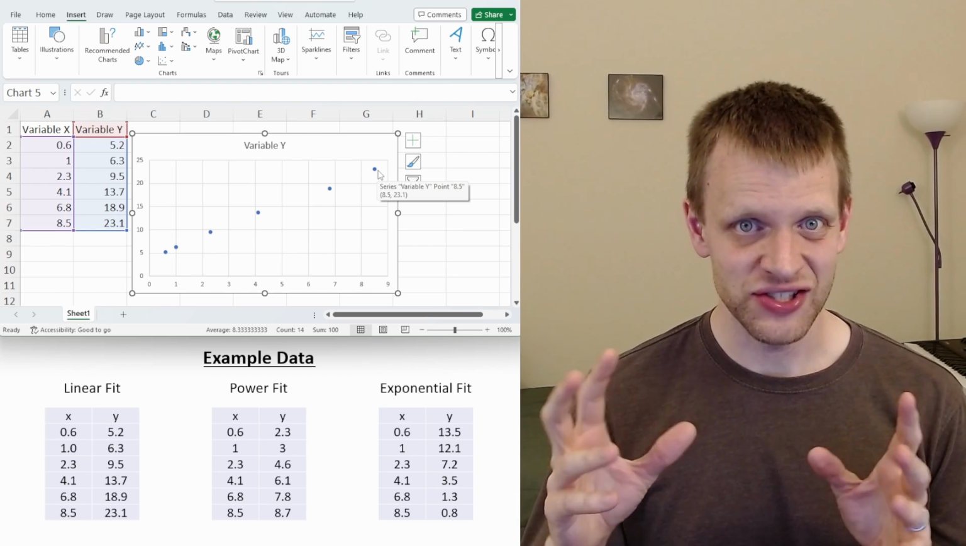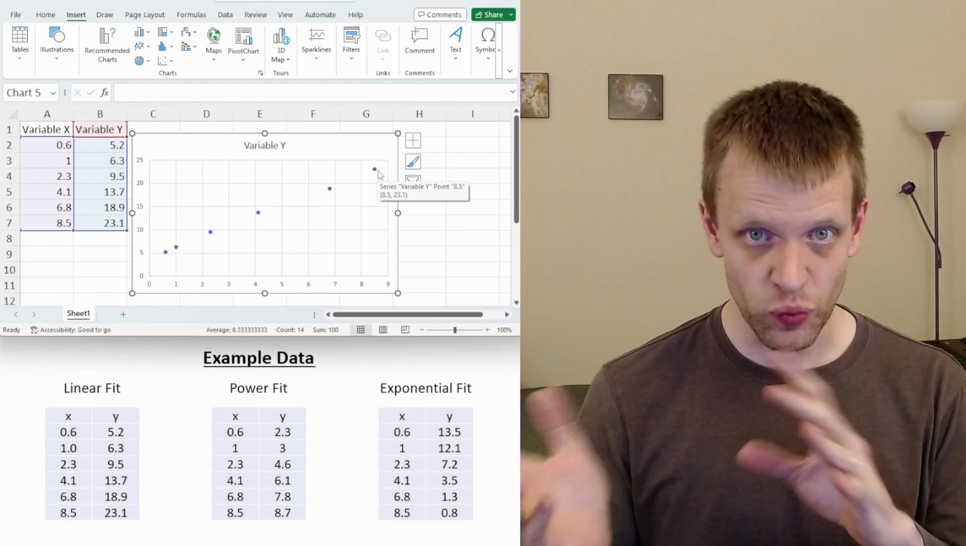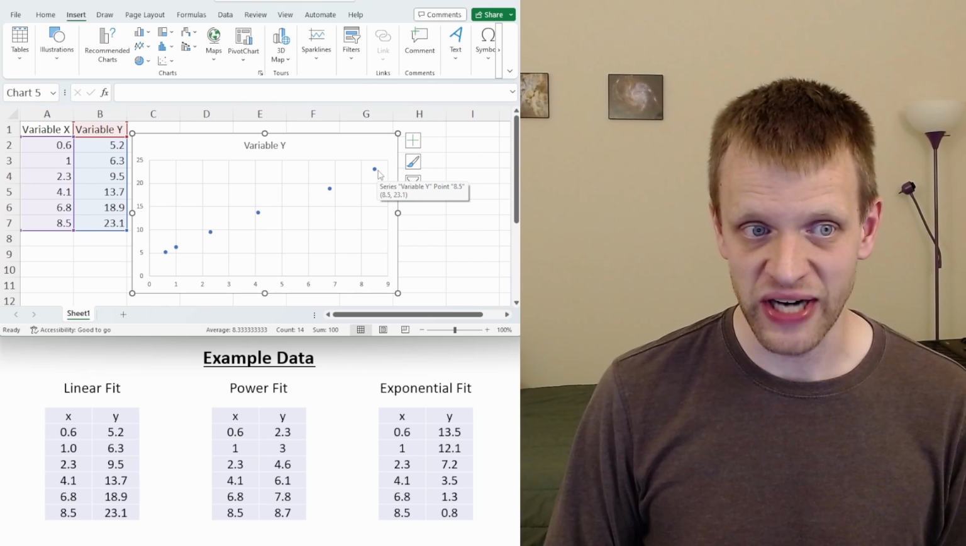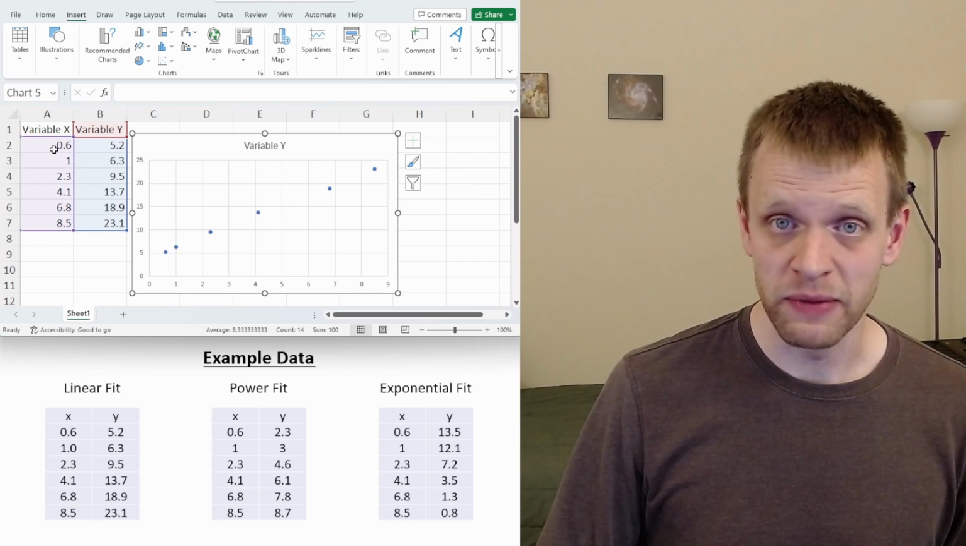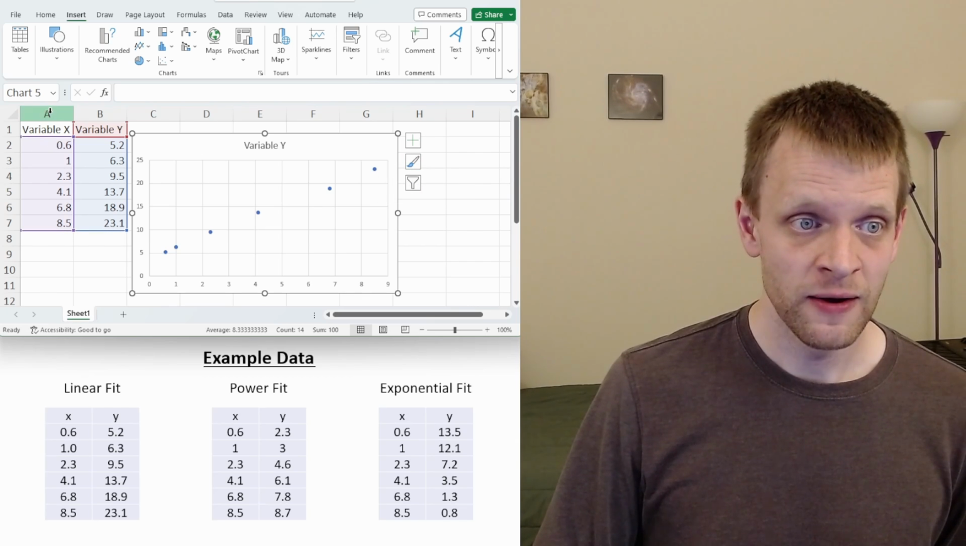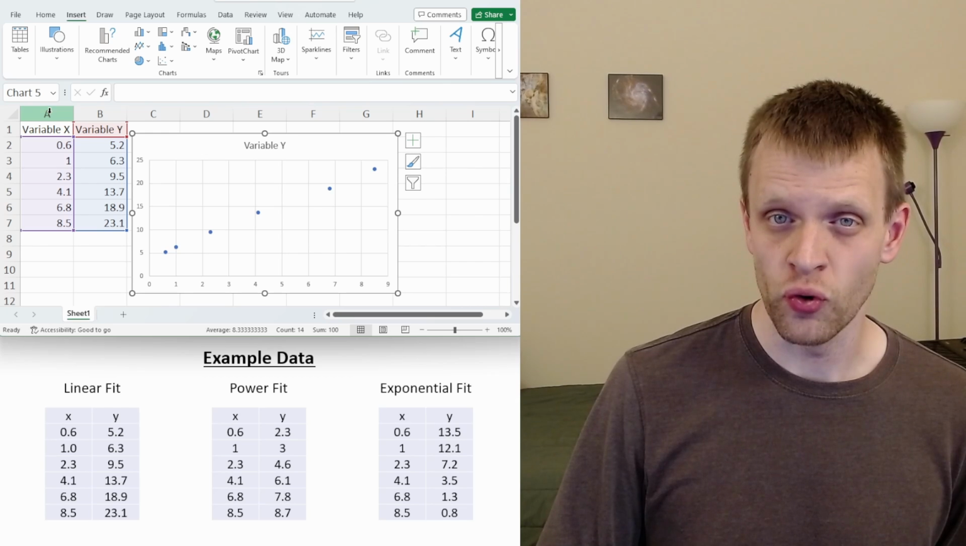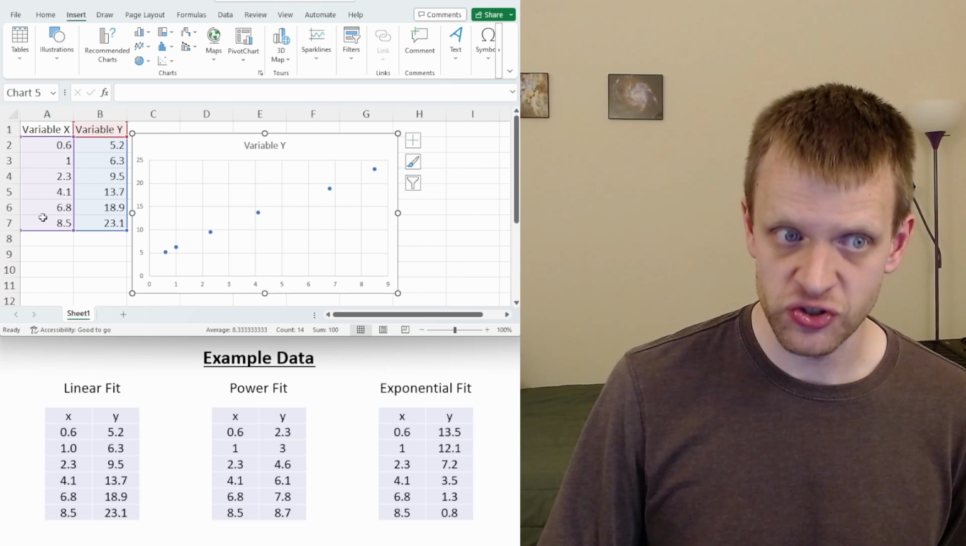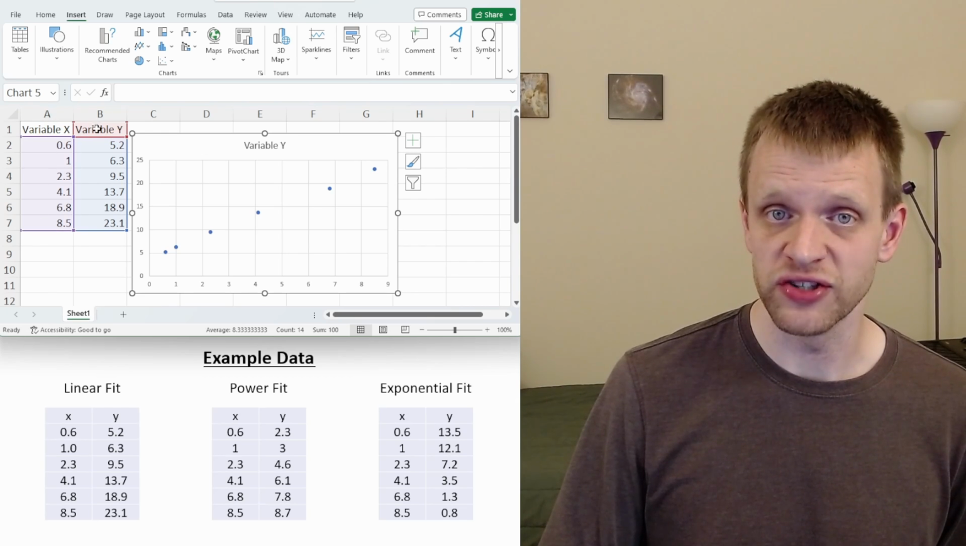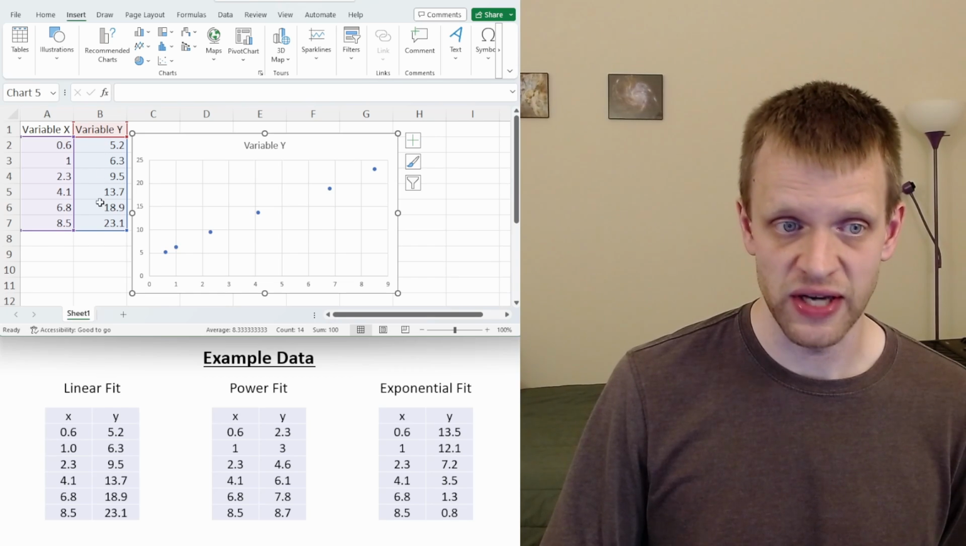Again, in Excel, it can be kind of difficult to switch which values on which axis. So I recommend just planning early and saying, I'm going to put the variable that's on the horizontal axis in the first column and put the variable that's on the vertical axis in the second column.